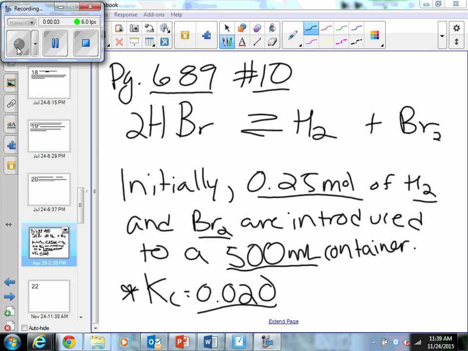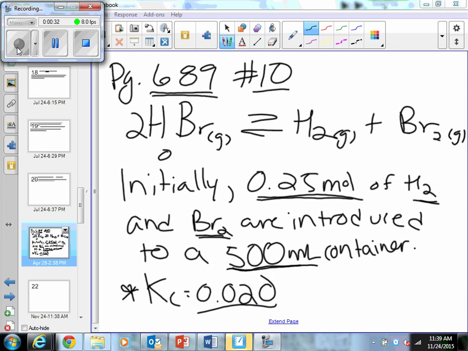Okay, this is just a textbook question taken from page 689, number 10. The equation that we're given is that 2 hydrogen bromide gas react to produce hydrogen gas and bromine gas. Initially, I only have product present in the container. So in this case, I'm actually starting with 0 HBr, and it tells me initially I have 0.25 moles of H2 and Br2 in a 500 mL container.